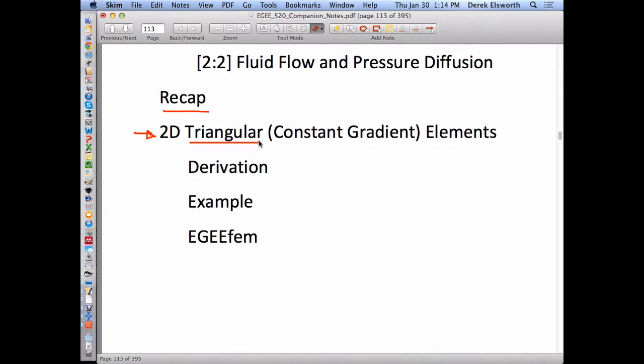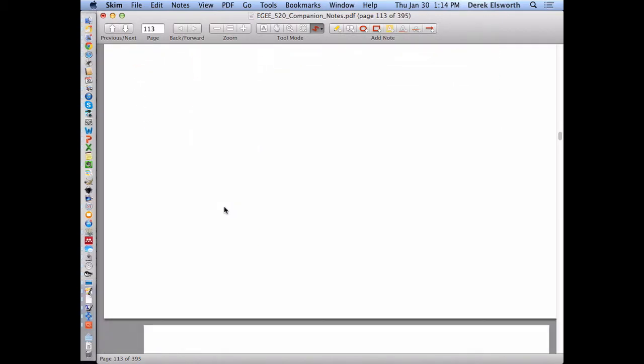Wow, that's a straight line. That was done with my finger on the trackpad. I'm impressed with myself. Okay.